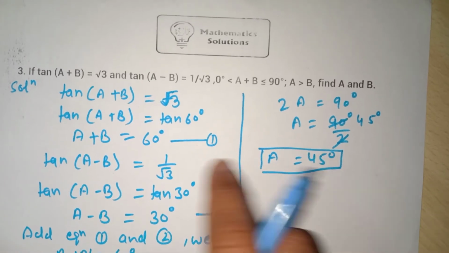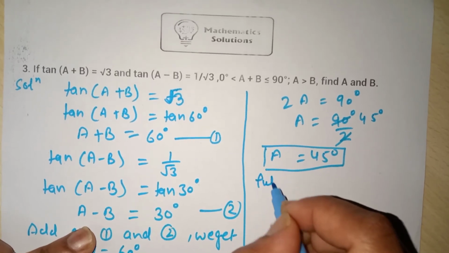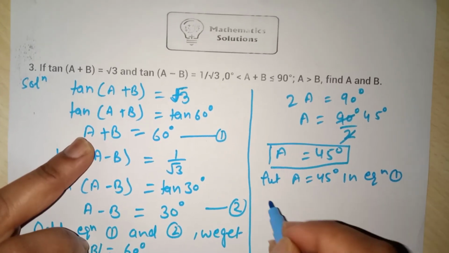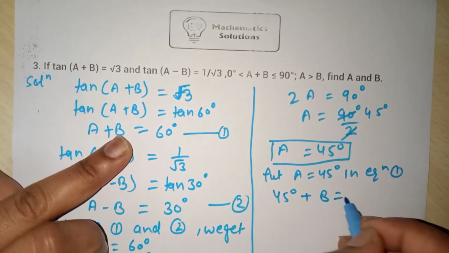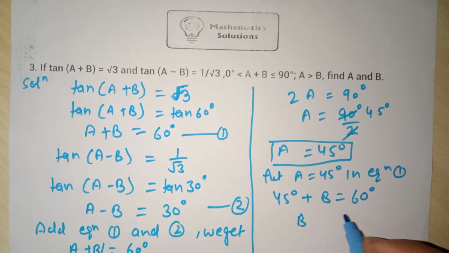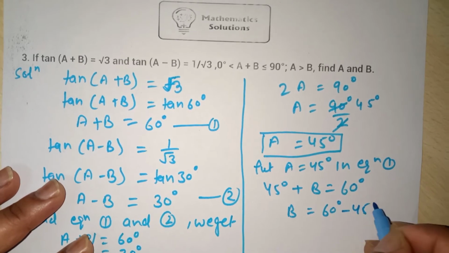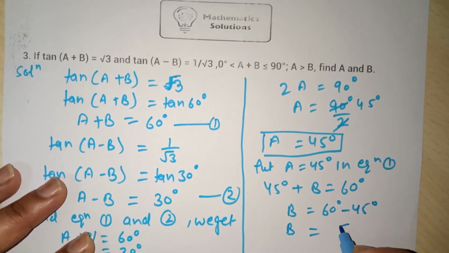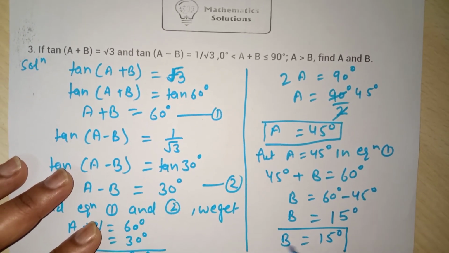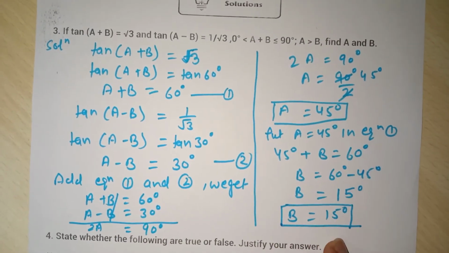Now put the value of A in equation, either in equation 1 or in equation 2, as per your choice. Put A is equal to 45 degree in equation 1. 45 degree plus B is equal to 60 degree. The number which is in addition on the left side will be subtracted from the number on the right hand side. So 60 minus 45 is 15. Therefore the value of B is equal to 15 degree. Thus we have found both the values of A and B here.